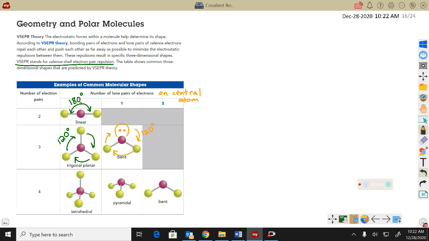And so the real structure is going to look bent. And whoever came up with this name was brilliant because it's not linear. It doesn't go 180 degrees. It's going to be like crooked. It's going to be bent.